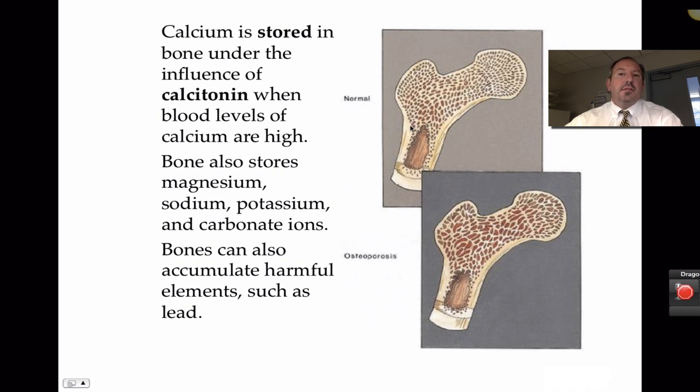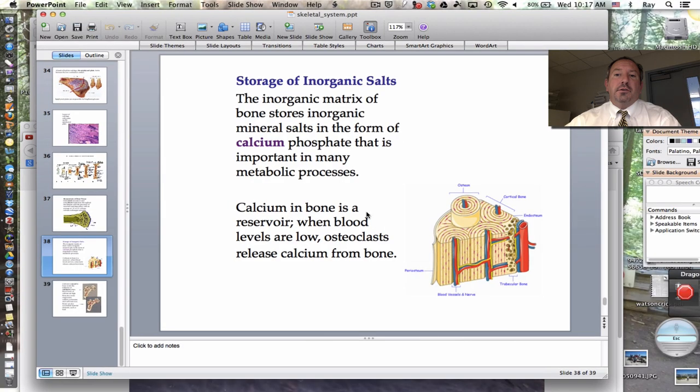So the bone's a storage for calcium salts and phosphorus salts, but here's something that's kind of negative about this. Since it's good at storing minerals, it can also store unwanted minerals and elements such as lead. So if you're exposed to lead somewhere in your life, sometimes you can't get rid of it because your bone stores it, and high levels of lead are toxic.